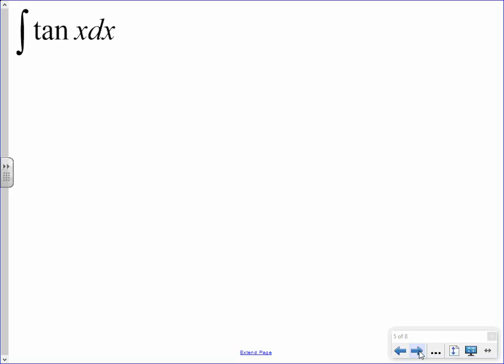Throw you for a loop here. We don't have an antiderivative for tangent. We have an antiderivative for secant tangent, but we don't have an antiderivative for tangent. Now, I didn't talk about this on Friday, I waited till today. Why would I wait till today to talk about tangent for an antiderivative? Exactly. We can write tangent as sine of x over cosine of x.